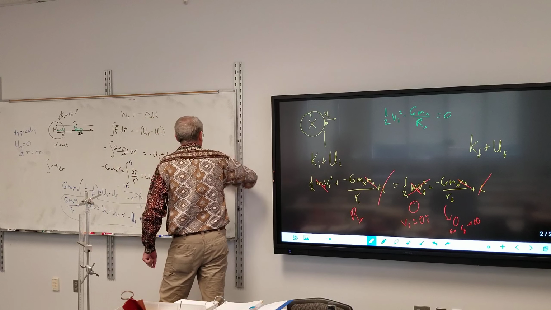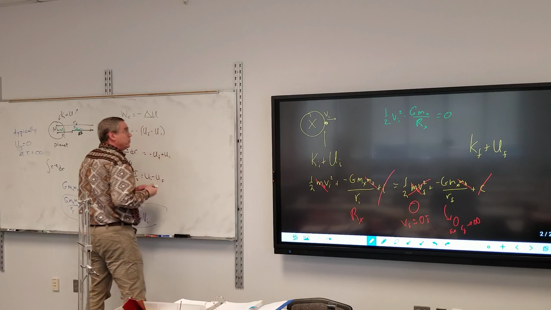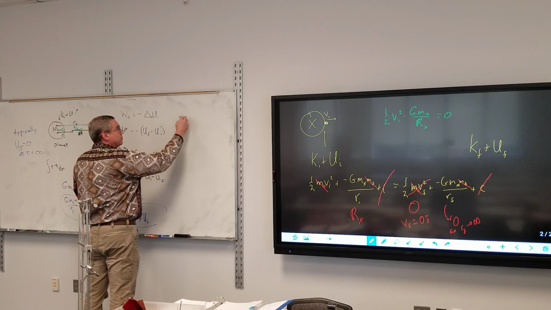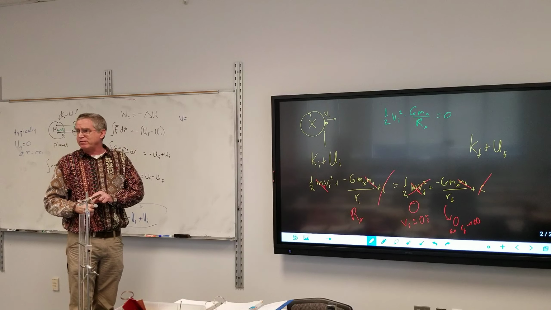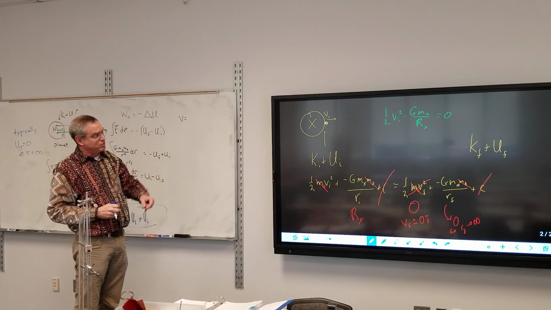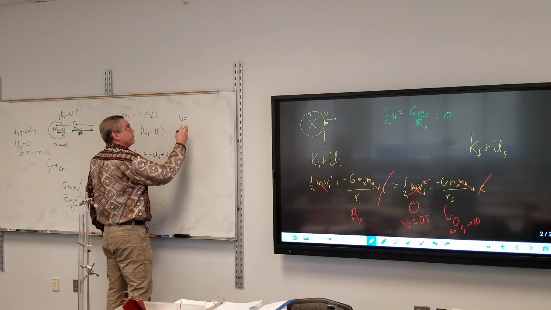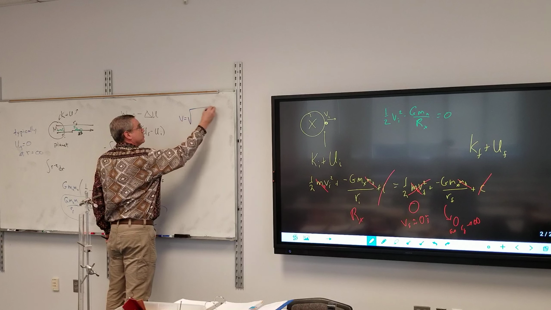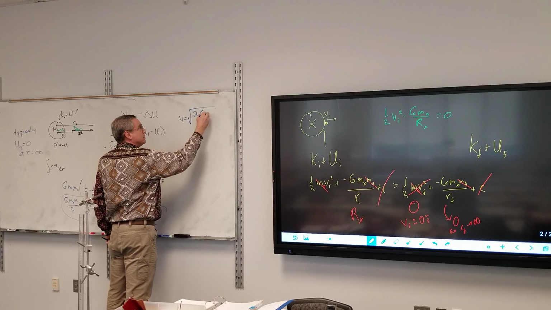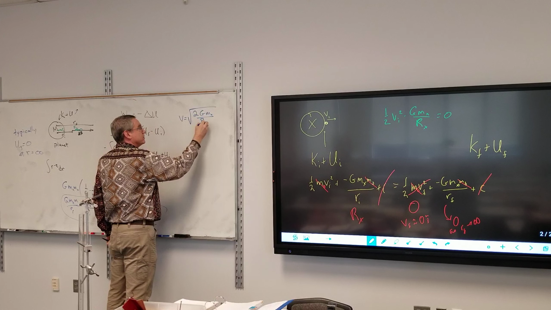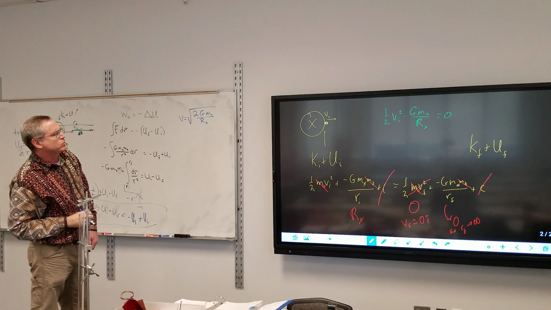So we very conveniently have a formula here for the escape speed. This escape speed is how fast you need to shoot it directly away from the planet in order for it never to return. And that's going to end up being the square root of 2 big G mass of the planet over the radius of the planet. Make sure I didn't lose a square somewhere.